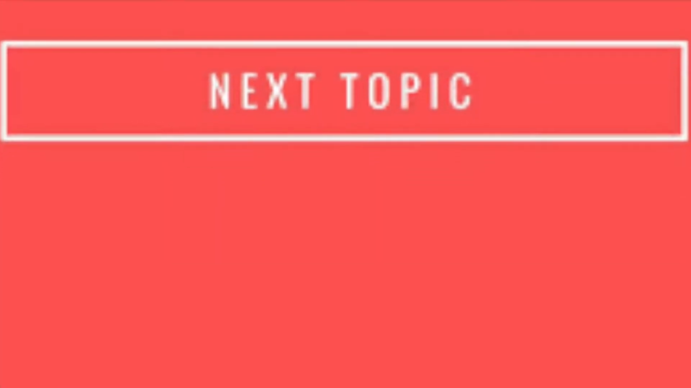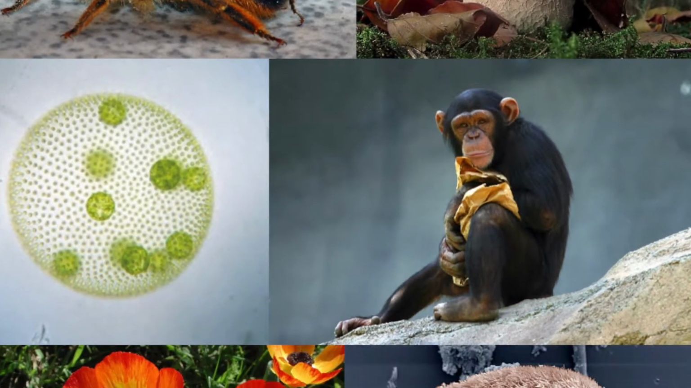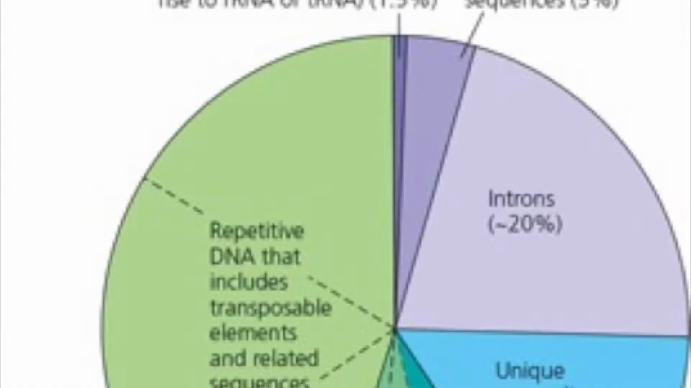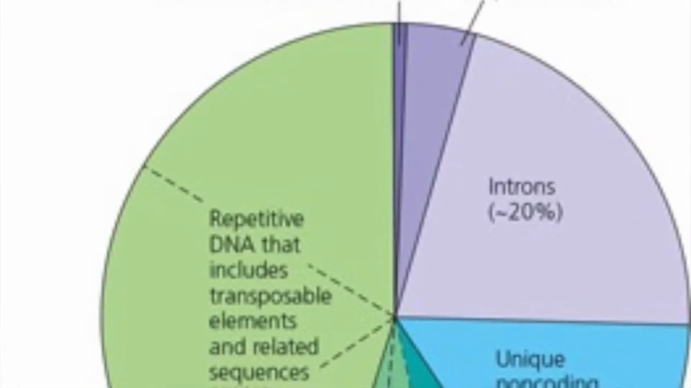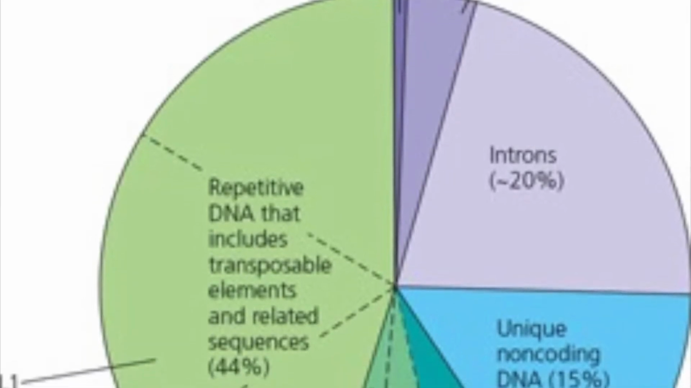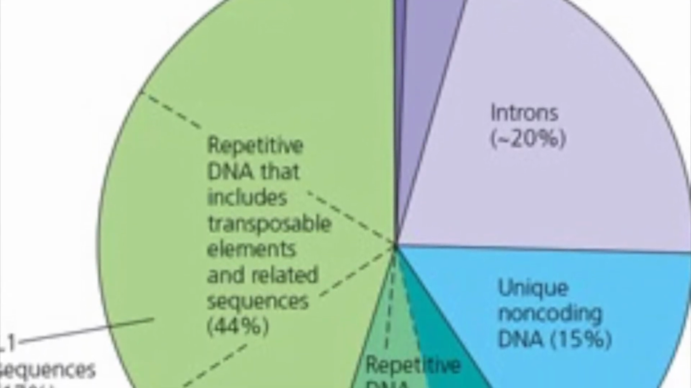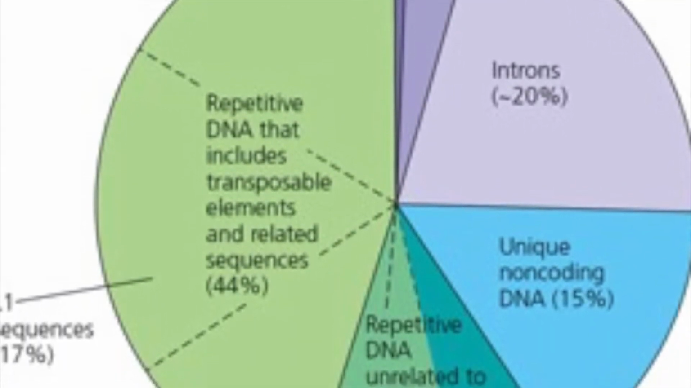Our next topic is talking about multicellular eukaryotes that have a lot of non-coding DNA. Look how little is actually expressed and coded in this image. Only 1.5% of genes are coded for proteins or give rise to rRNA or tRNA.